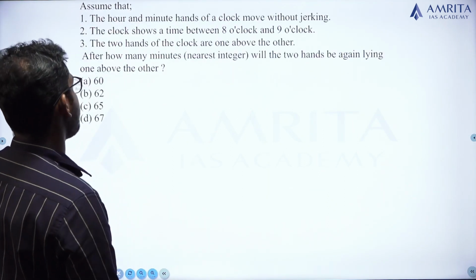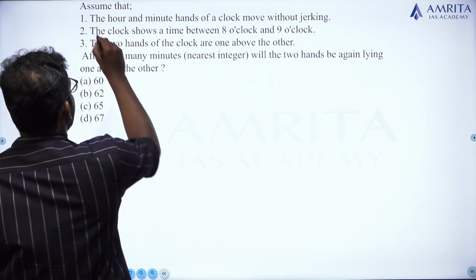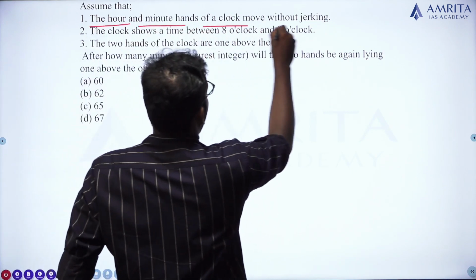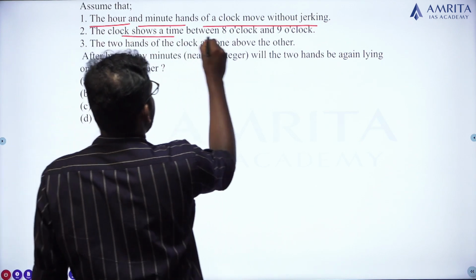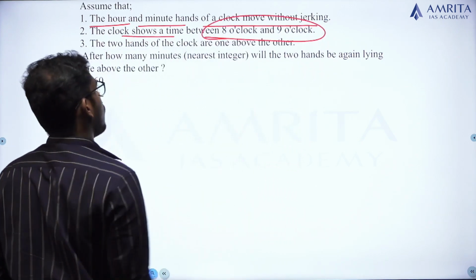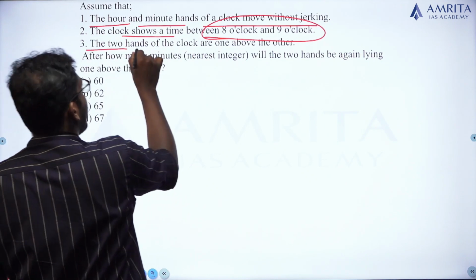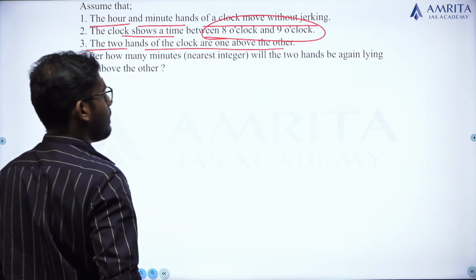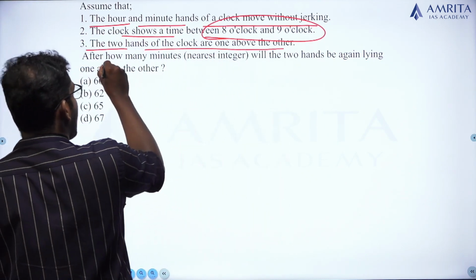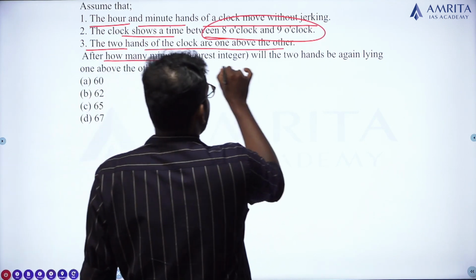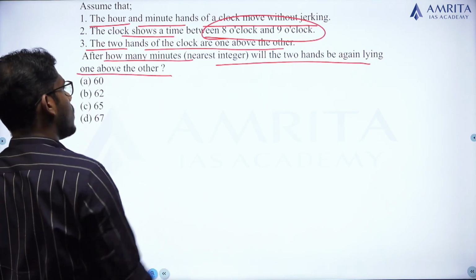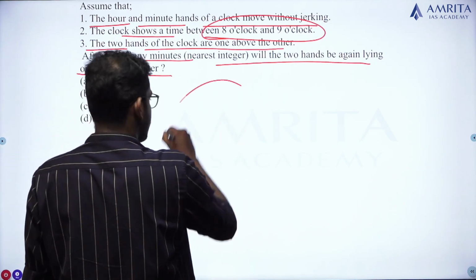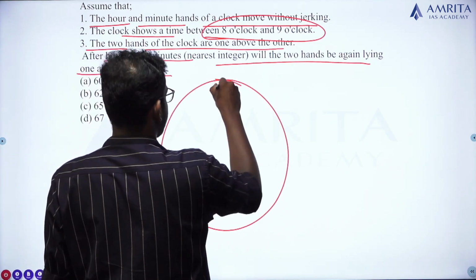Moving to next question. Assume that the hour hand and minute hand of a clock move without jerking. The clock shows a time between 8 o'clock and 9 o'clock. The two hands of the clock are one above the other. After how many minutes will the two hands be again lying one above the other? Okay, so let me draw the diagram first.